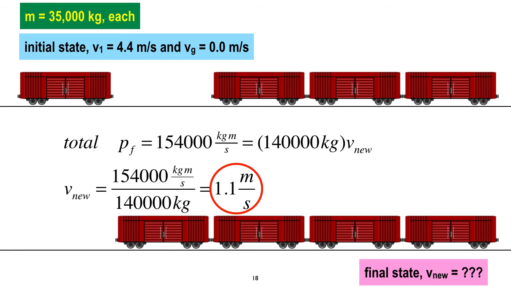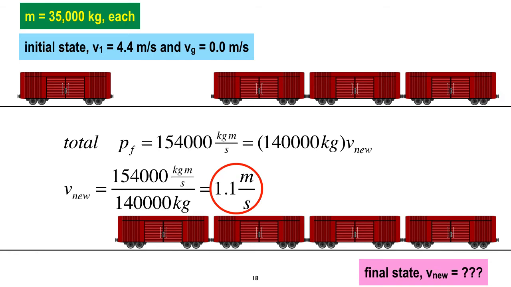Question? Isaiah, right. Yeah, 140,000 in the numerator here and over here. See this quantity here? This is MV, all right? Definition of momentum. But the M is the mass of all 4 hooked together. So 35,000 times 4, 140,000. All right, so that's where that comes from.